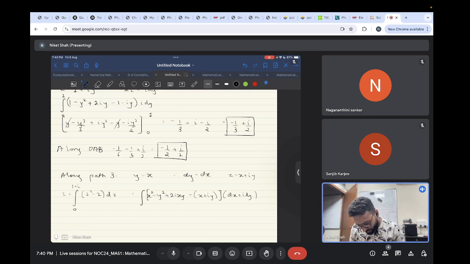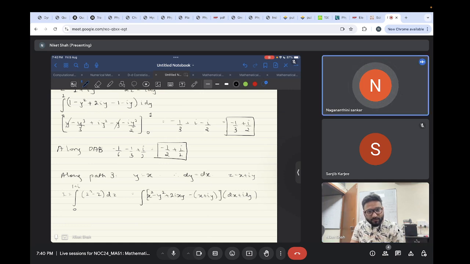x goes from 0 to 1 and y also goes from 0 to 1. Both x and y are the same because y is equal to x is the equation of the line which we are following. So let's do it. x square minus y square becomes 0. Any doubts? Yeah, tell me.